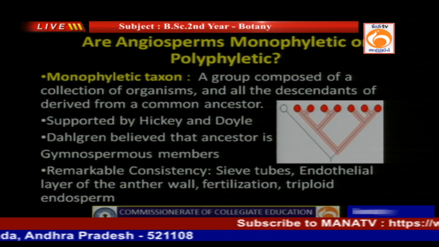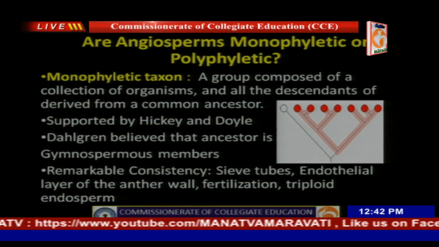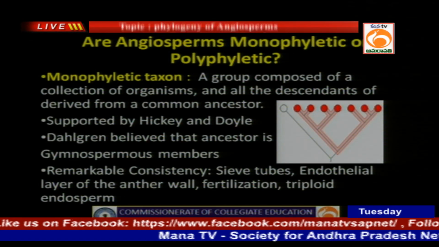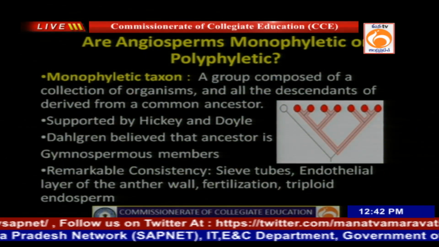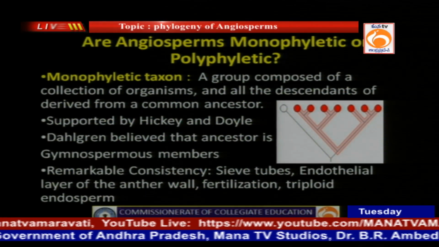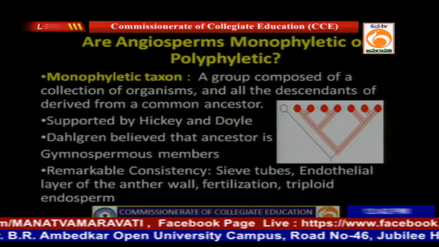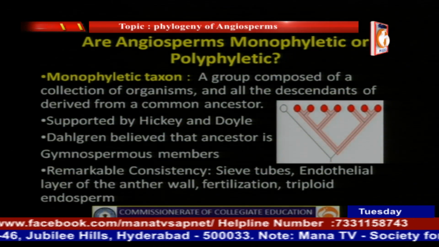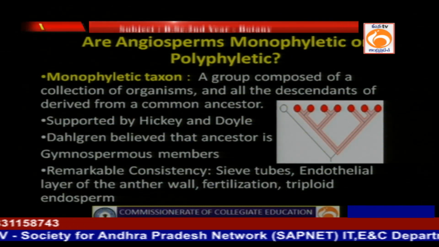The next very important point is whether the angiosperms are monophyletic or polyphyletic. What does a monophyletic taxon mean? A group of descendants coming from a common ancestor, that is, a single ancestor giving rise to all the different types of descendants. This view is supported by Hickey and Doyle and proposed by several great taxonomists like Takhtajan and Cronquist. But Dahlgren also believed that the probable ancestor is among the gymnospermous members.